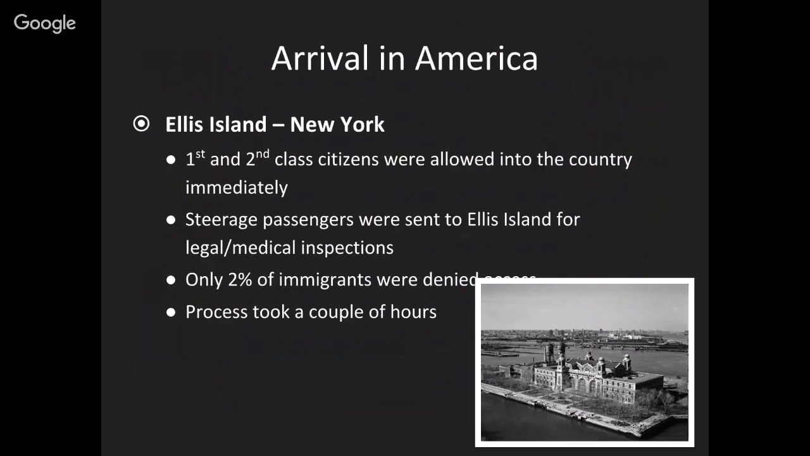And only if you were a first or second class citizen, so if you were an upper class person, you were allowed basically in right away. If you were not, you were kind of held for a little bit. You were put through inspections. But really, most people were allowed into the country.